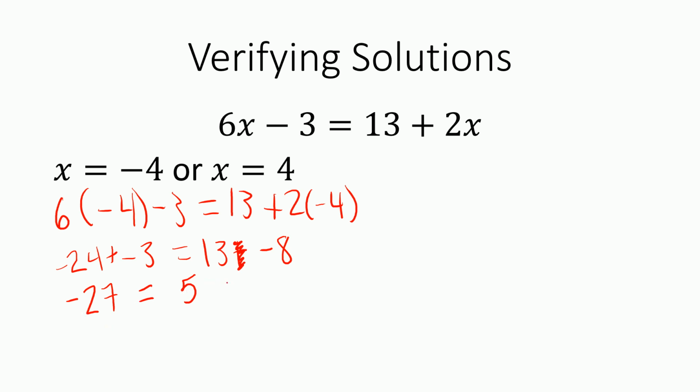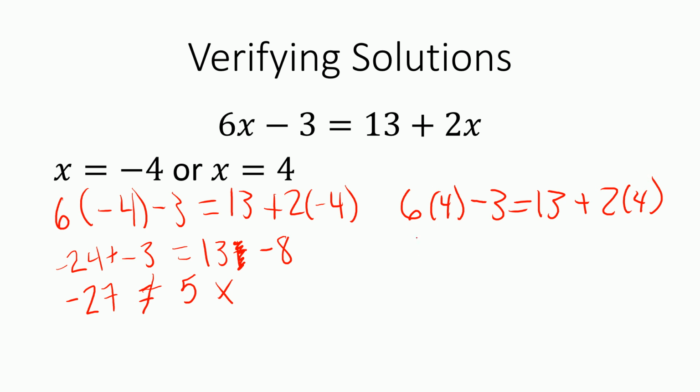-27 is not equal to 5. Therefore, this must not be the solution. Now, I'm not sure if 4 is the solution or if we're just being tricked here, but we'll check it just to make sure. So we'll plug 4 in to the equation to see if that is correct.